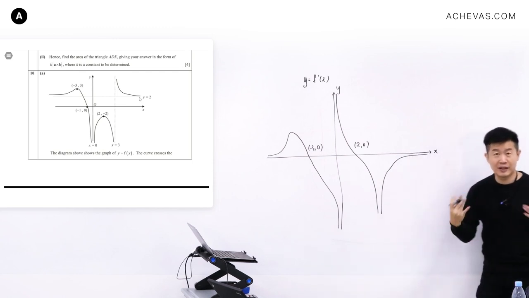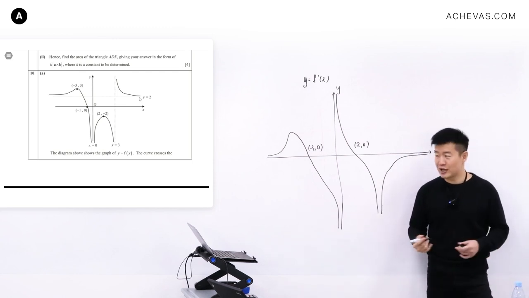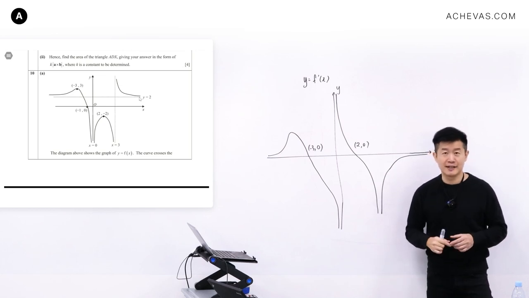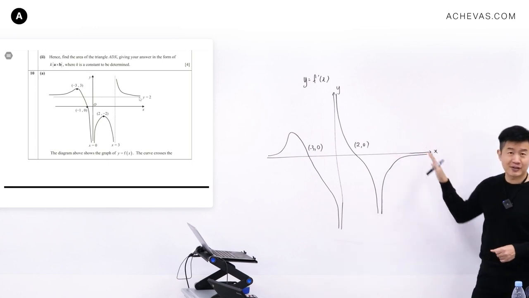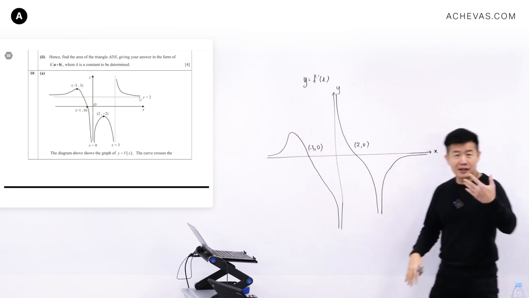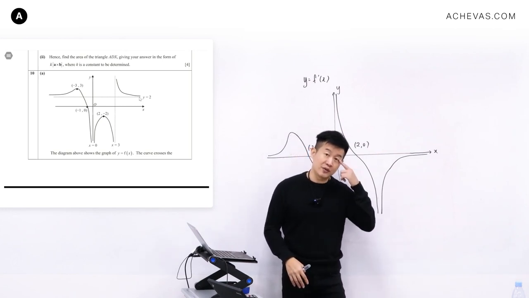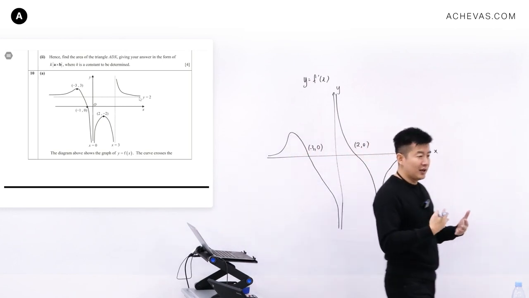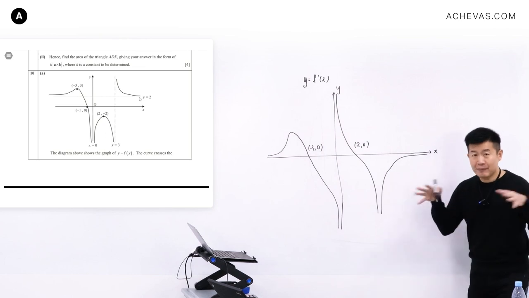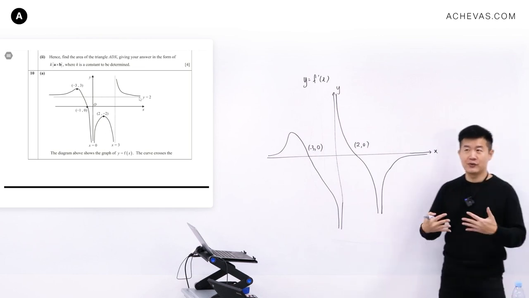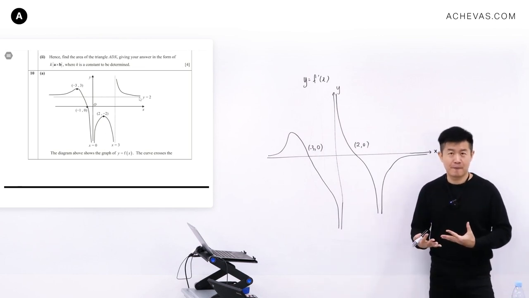Okay, so with this analysis, we can already sketch the entirety of the graph of y equals f'(x). But I know I've missed out some details here, and these few details that I have missed out, which are going to cost me marks, can also be patched if we plan for it first.